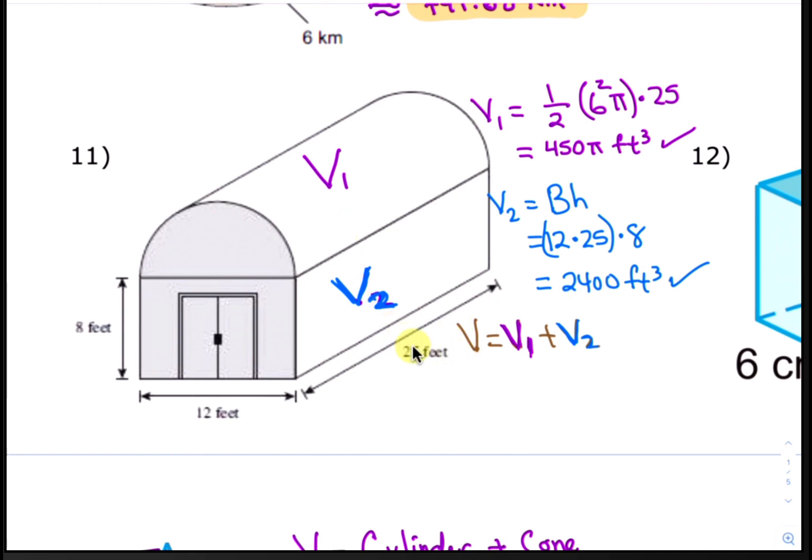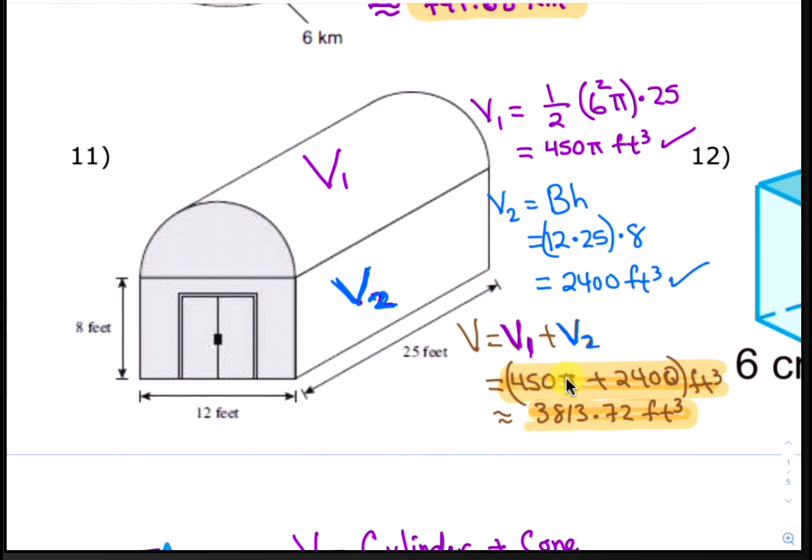Then to find the total volume, we add the two volumes together. And that's going to be the 450 pi from the top plus the 2,400 from the bottom. And when we put all of that in the calculator, we get 3813.72. Either answer is acceptable.